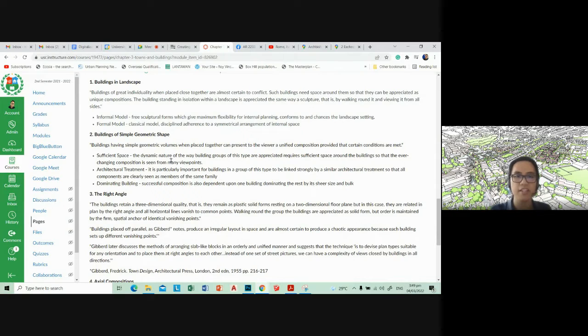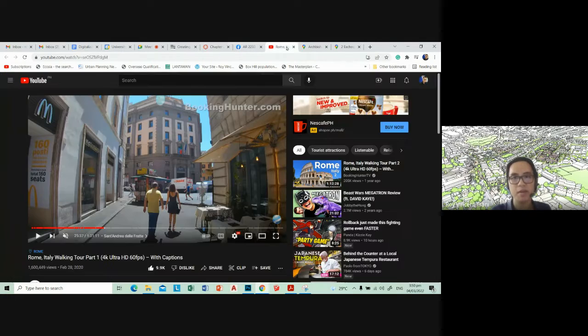Sufficient space, the dynamic nature of the way building groups of this type are appreciated requires sufficient space around the buildings so that every changing composition is seen from many viewpoints. So what does that mean? Basically, setback. So this is why setback is very important.